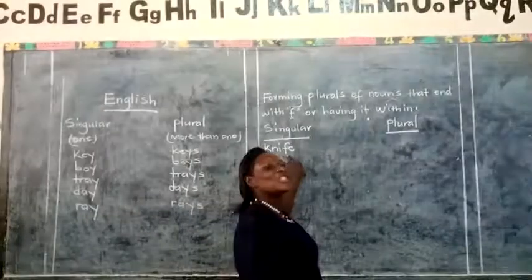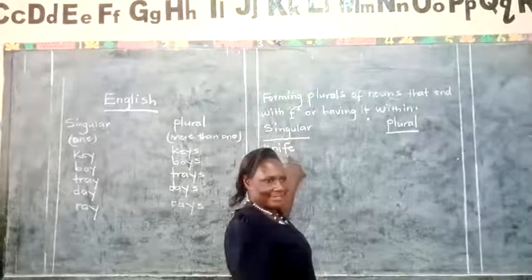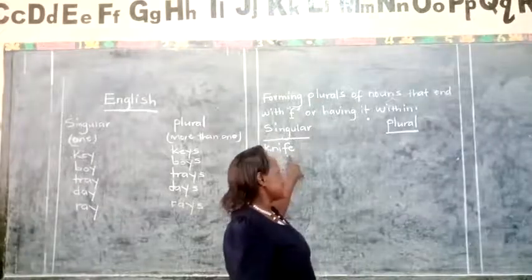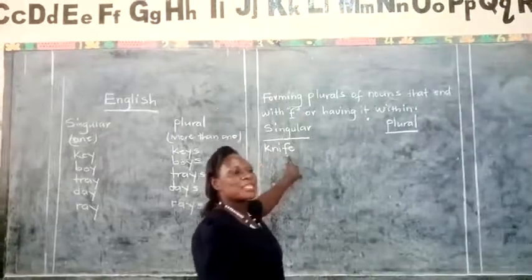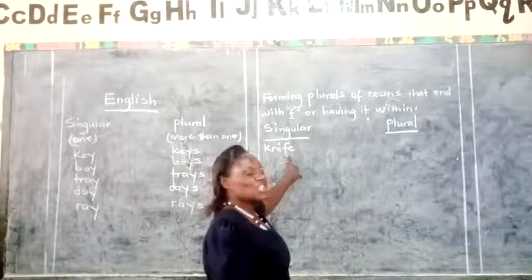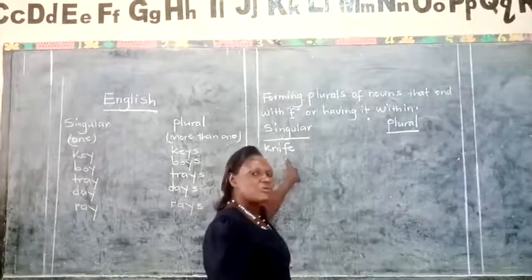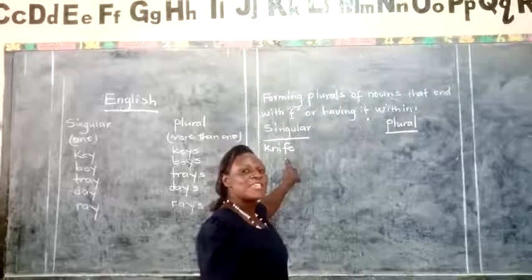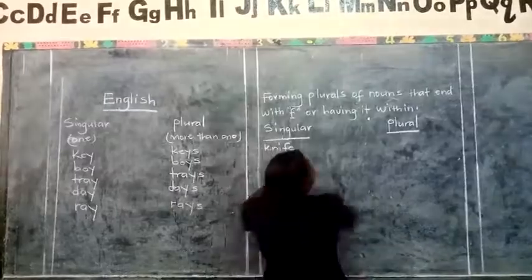It is going to change to V. Then we add ES. With the nouns which end with the F, when we are changing them into plural form, we remove the F and we replace it with VES.